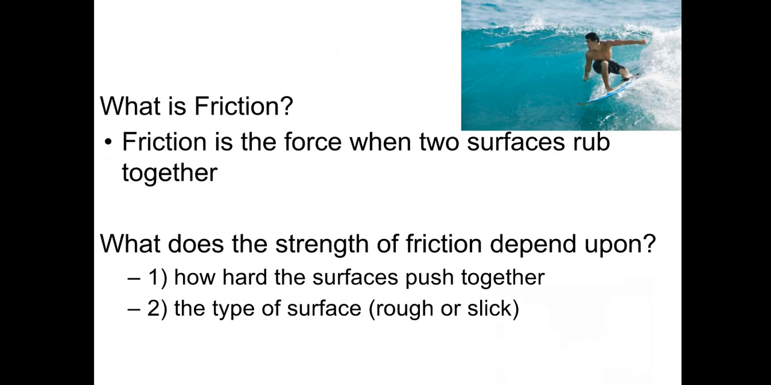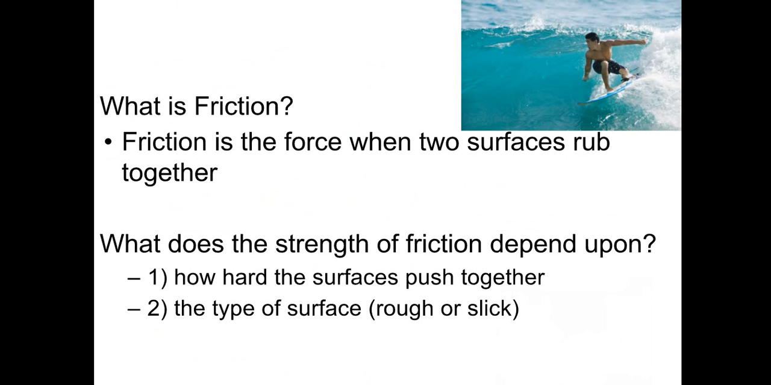So that brings us to friction. Friction is a force when 2 surfaces rub together. And there are 2 things that the strength of friction depends upon. First thing is how hard the surfaces are pushing together. So if things are pushing together really, really hard, they're going to have a whole lot more friction than something that's just lightly scraping against each other.